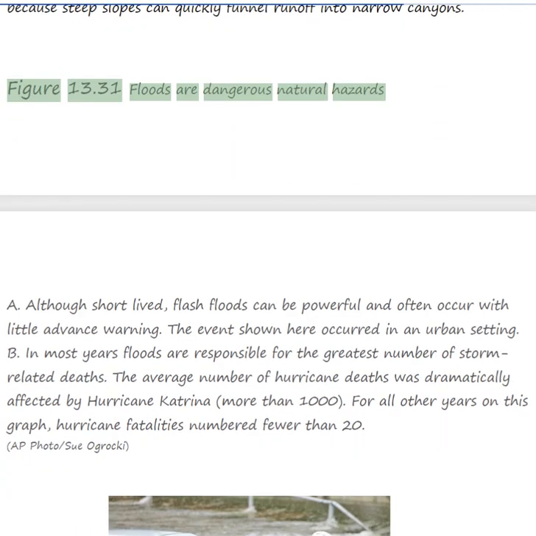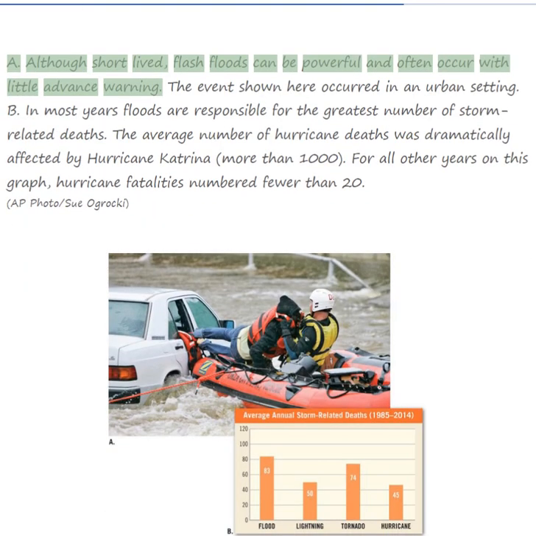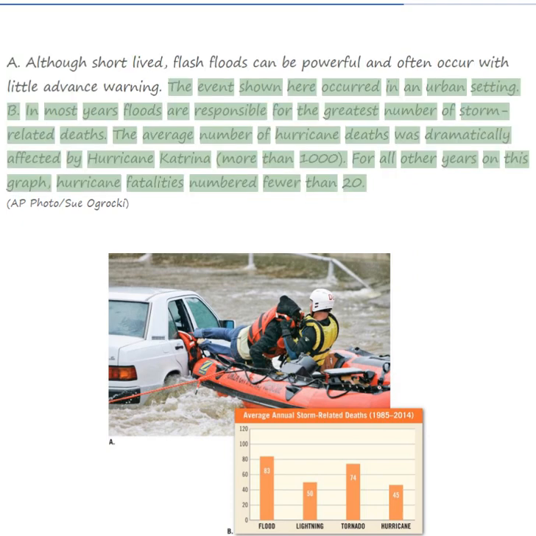Figure 13.31 Floods are dangerous natural hazards. Although short-lived, flash floods can be powerful and often occur with little advance warning. The event shown here occurred in an urban setting. In most years, floods are responsible for the greatest number of storm-related deaths. The average number of hurricane deaths was dramatically affected by Hurricane Katrina. For all other years on this graph, hurricane fatalities numbered fewer than 20.